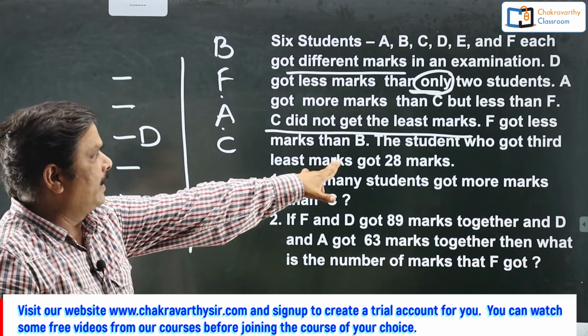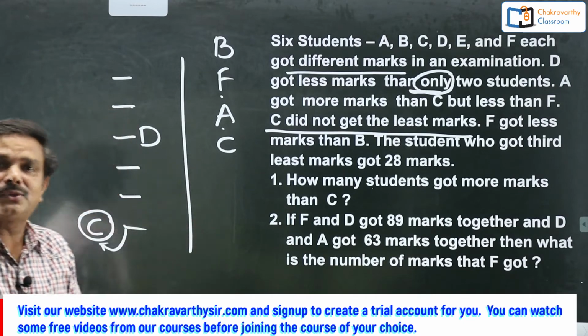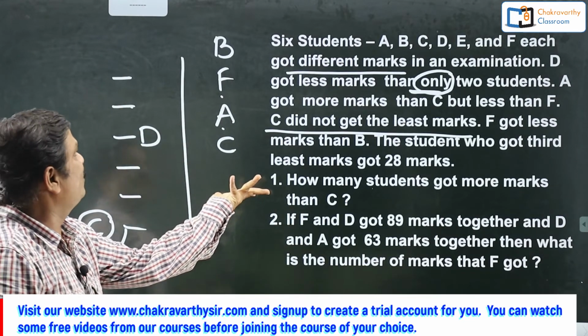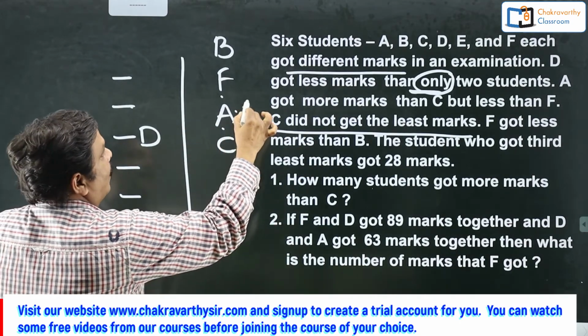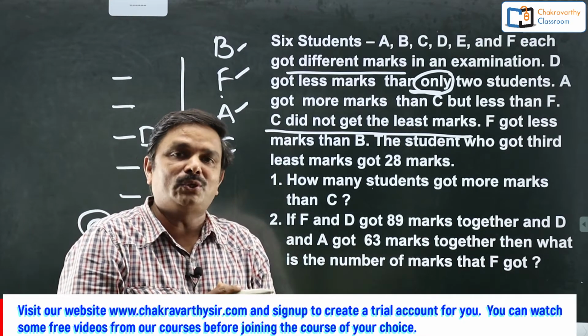And finally they have given the student who got third least marks got 28 marks. So first of all, finalize the place, then go back to that one. How simply you can go for this one, students. Here above C, how many percent should be there? 1, 2, 3, minimum 3. Above C, minimum 3% should be there.